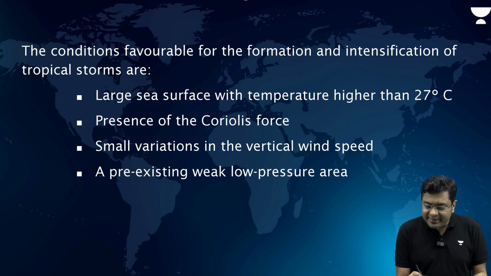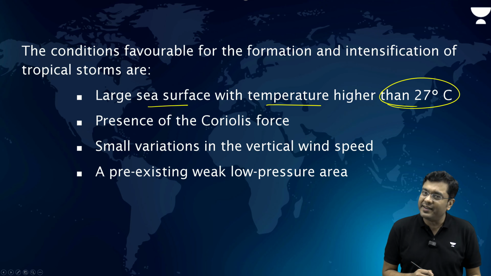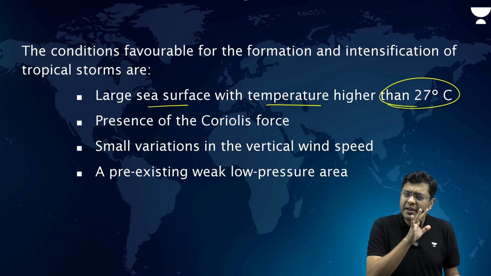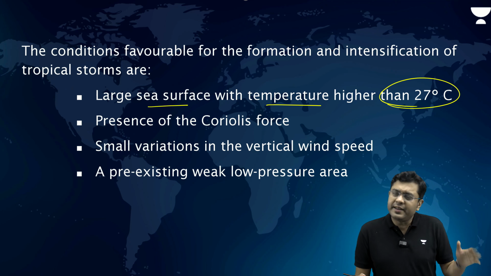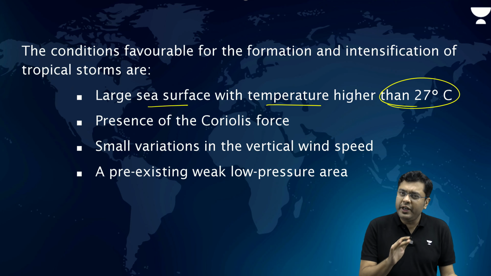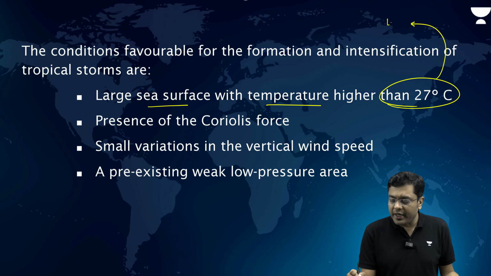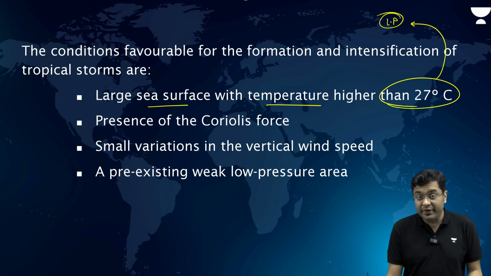First is a large sea surface with temperature higher than 27 degrees Celsius. This is a prerequisite condition. It cannot form over land areas. Why? We'll take a look at it. It will be formed only over large water bodies where the temperature is higher than 27 degrees Celsius. Only then will you have the creation of intense low pressure that will be able to attract winds.